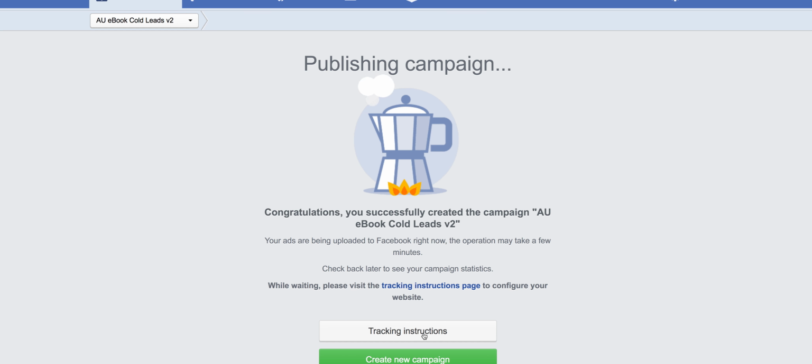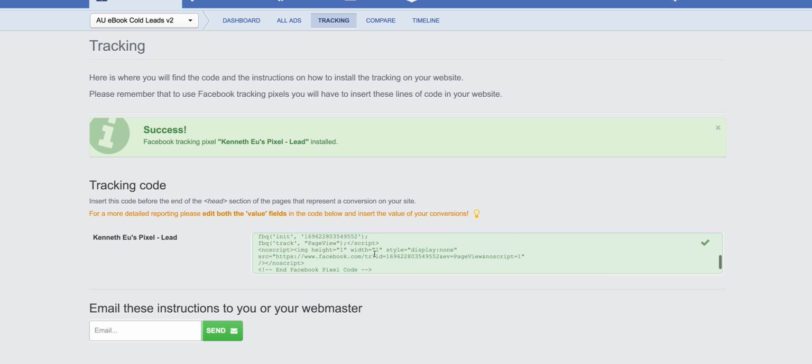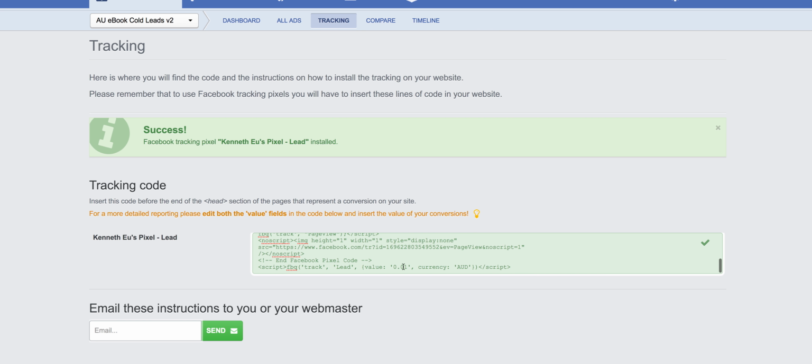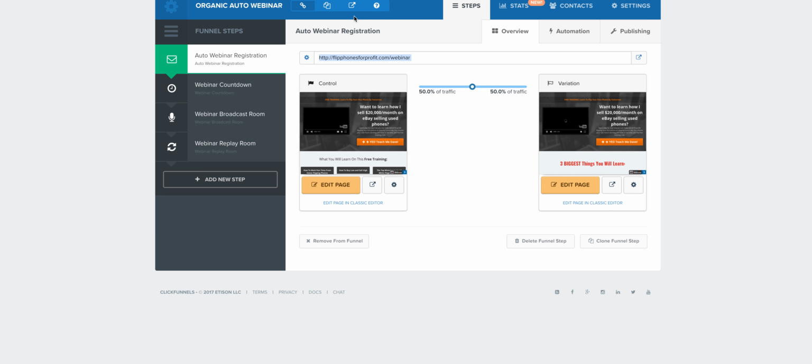So this is done. Let's go ahead and check the tracking. We're good to go here. Okay, once again, this is good. This is the pixel, and it's set at a currency of 0.01. This is where we're going to need to make our changes. So let's get this pixel installed correctly, or make sure it's installed correctly. Let's head over to the ClickFunnels account. Oh boy, I bet I do not have it set up on this.